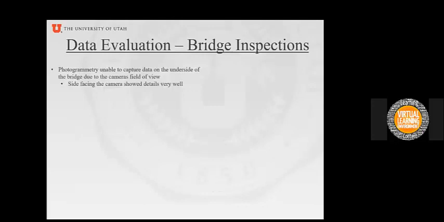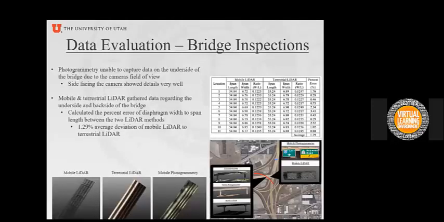So then we have our mobile and terrestrial LiDAR. The terrestrial LiDAR we obtained from UDOT that they had previously done, and the mobile LiDAR, again, we got from UDOT that Manley Communications had completed. So we calculated the percent error of the diaphragm width to the span length of the two different LiDAR methods just to see how closely aligned they were, even though they were using two different LiDAR procedures. One was mobile and one was terrestrial. However, the mobile LiDAR only deviated about 1.29% from the terrestrial LiDAR model, so they were very closely aligned.